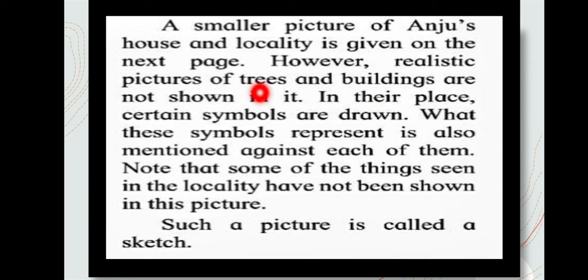However, realistic pictures of the trees and buildings are not shown in it, isn't it? We don't show the realistic trees. In their place, certain symbols are used. What these symbols represent is also mentioned against each of them. Note that some of the things seen in the locality have not been shown in this picture. Such a picture is called a sketch.